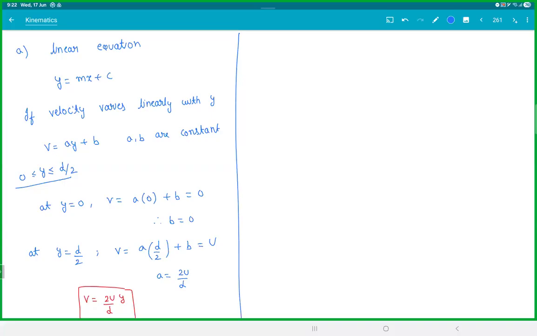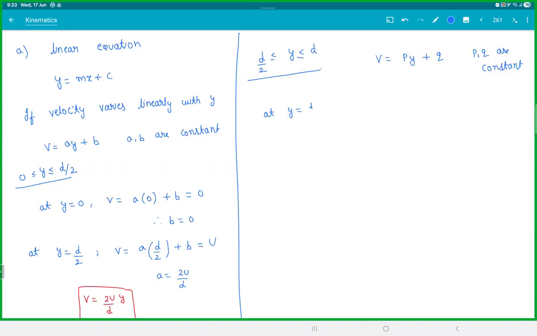This is more of a math thing. Then for y between d by 2 and d, the function will change. So again, same thing. We'll write v is equal to py plus q. I'm not using a and b because it will be confusing for you. So p and q are constants. That's the meaning of a linear function: just put constant into y plus constant.